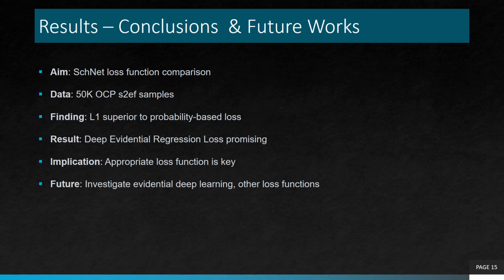This indicates that the assumption of a Gaussian distribution might not be optimal in this case. However, the deep evidential regression loss displayed some promising results, with MAE being comparable to the L1 loss. Hence, this study emphasizes the importance of choosing the appropriate loss function. We would encourage future research to explore more about evidential deep learning and investigate other loss functions for better handling of the OCP challenge.